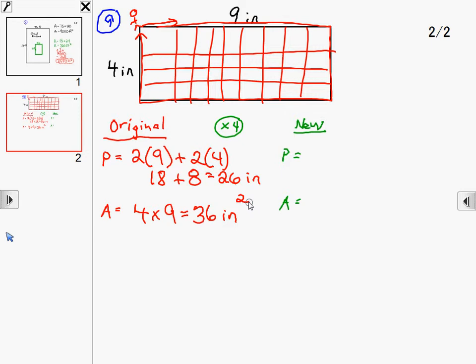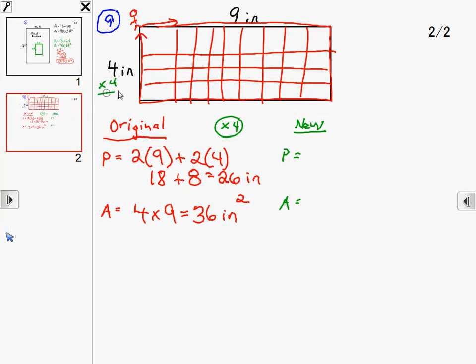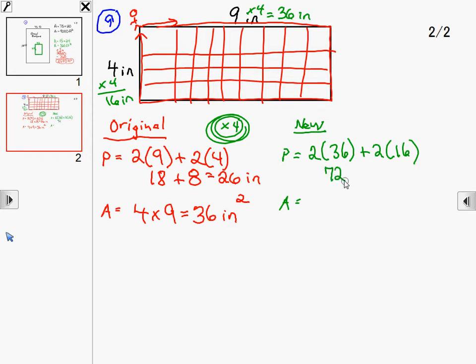All right, so we're up to step 5. Multiply the sides by 4. So the side that was 4, what is it now? 16 inches. The side that was 9 is now what? 36 inches. So we just multiplied the sides by 4, and let's find the new perimeter, kind of like Ella did for the old one. Let's do 2 36s plus 2 16s. 2 36s, 72. 2 16s is 32. And we have a new perimeter of 104 inches.